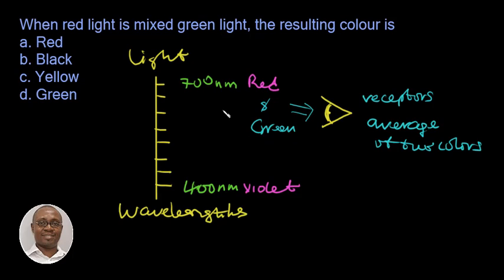So it picks some wavelength that is midway between red and green. Surely the yellow light is the one with the wavelength between these two colors, and hence the brain interprets the color as yellow, and that is how we perceive it as yellow light. So from the answer options, A, red, B, black, C, yellow. Yellow is the correct answer.